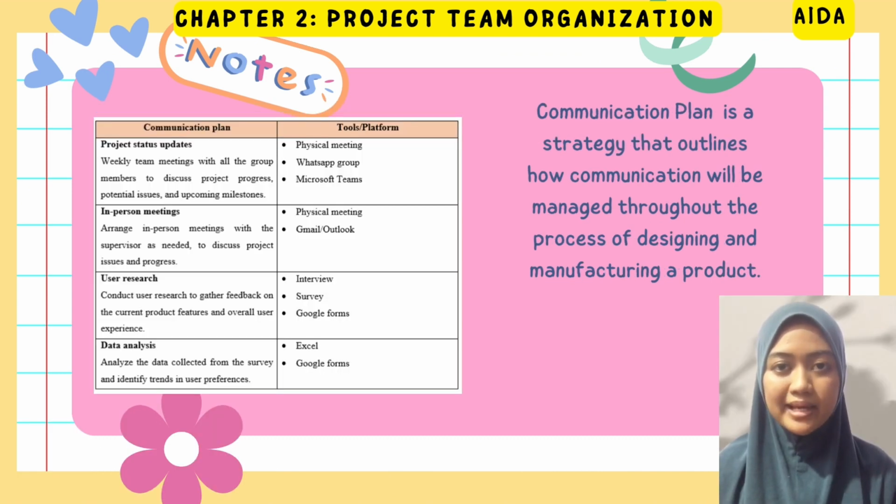Next, communication plan. A communication plan is a strategy that outlines how communication will be managed throughout the process. So the figure here is our communication plan with the tools or platforms for project status updates, in-person meetings, user research, and data analysis.